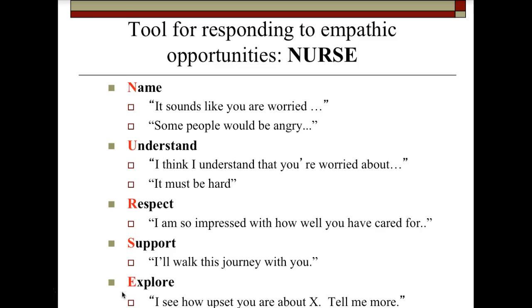The U stands for understand, and it's a reflection back from what you've discussed or what you think you're understanding from what they're telling you as you're digging deeper into those inner meanings. So something along the lines of, I think I understand that you're worried about whatever, or this must really be hard for you.